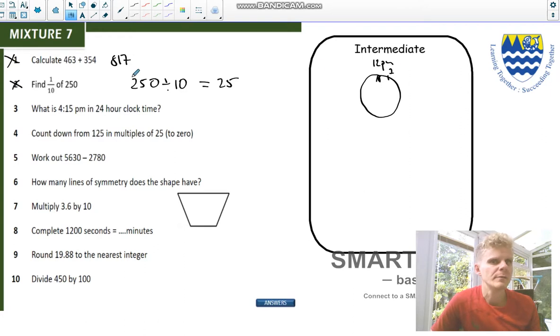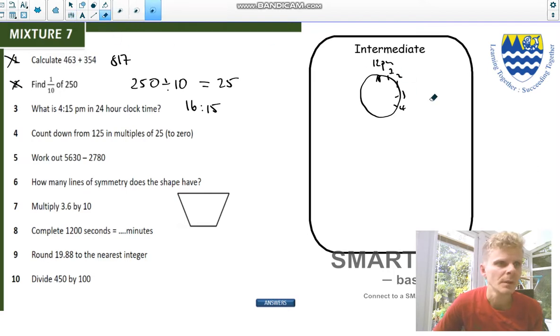So we've got 4 o'clock in the afternoon. We want to be 4 hours past 12. So 2, 3, and 4. You can just add that 4 onto your 12, because this would be 13, 14, 15, and 16 hours since midnight. So in a 24-hour clock, it would be 16:15. The minutes don't change, that's just how many minutes there are past that hour.